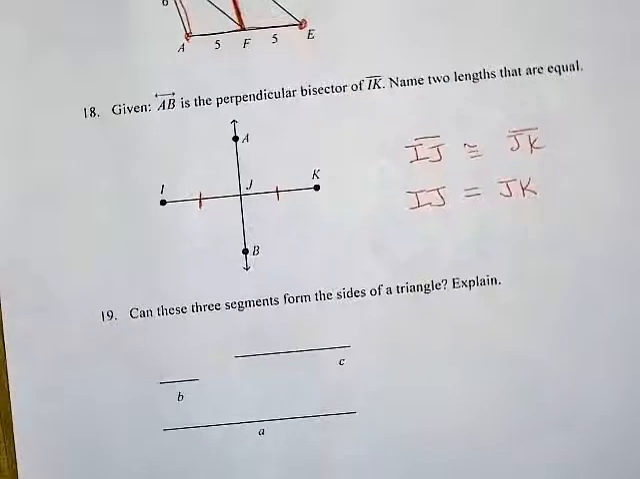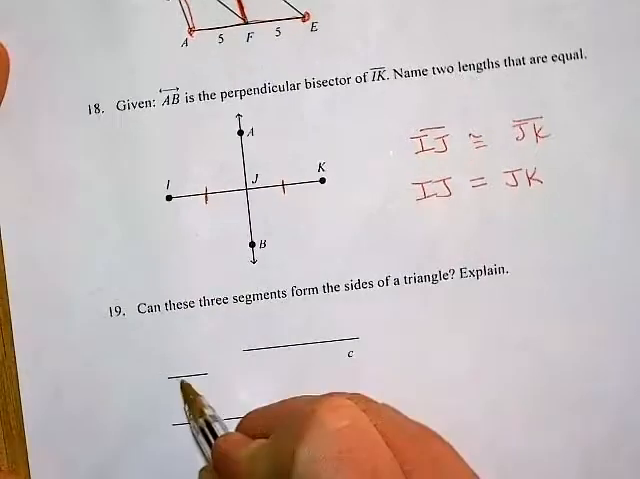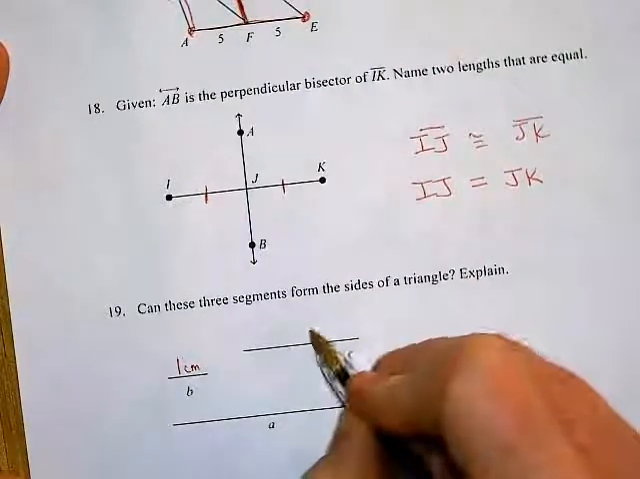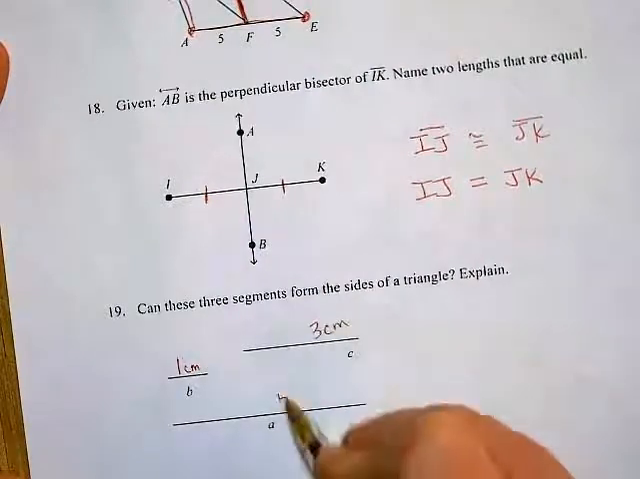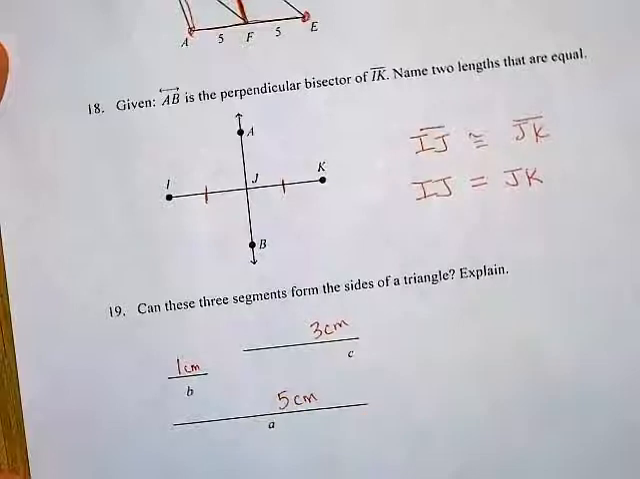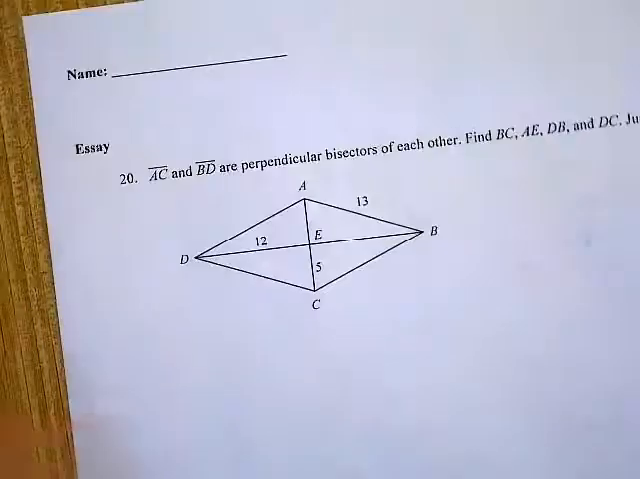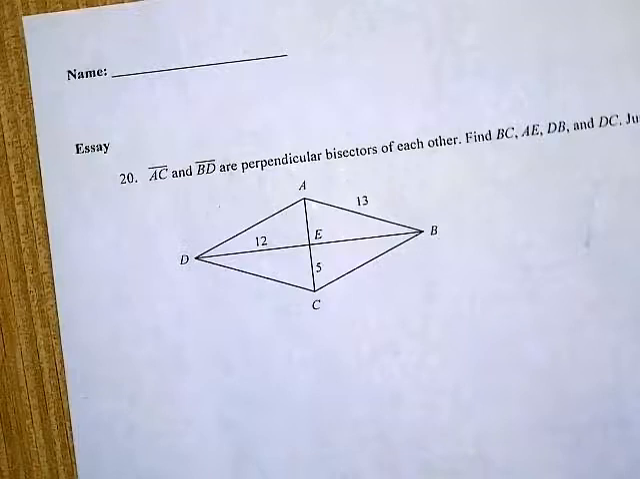Can you form a triangle from these three segments? Did you measure them? What'd you get for a measurement? B is 1 centimeter, C is 3, and A is 5. So would that work? No, will not work.